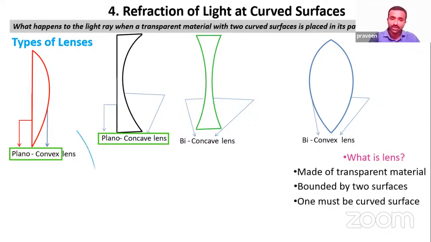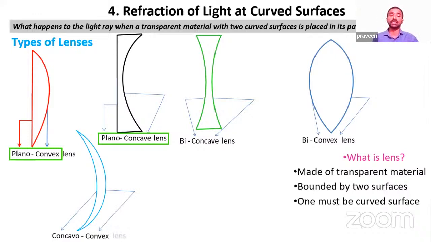Now look at that. So here what is the left surface? Concave surface. Here the left side surface is a concave surface. Then let me take the right side surface as opposite, a convex surface. So here one is a concave surface and the other is a convex surface. Together it is named a concavo convex lens.